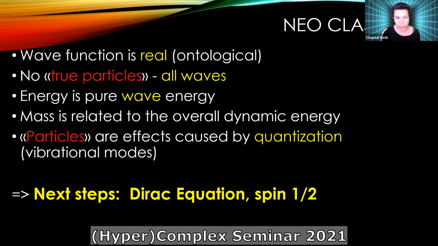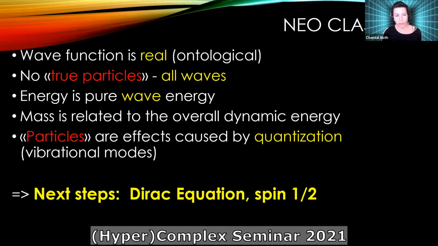So in summary, in this model, the wave function is real. It's ontological. There are no particles, none. There are just waves, and everything we call a particle is basically a quasi-particle, or it looks like a particle. It's quantized energy and so on. The energy is pure wave energy. The mass is related to the overall energy in a certain volume.